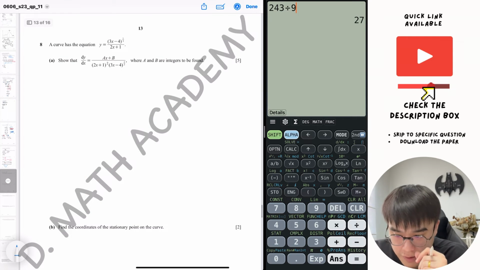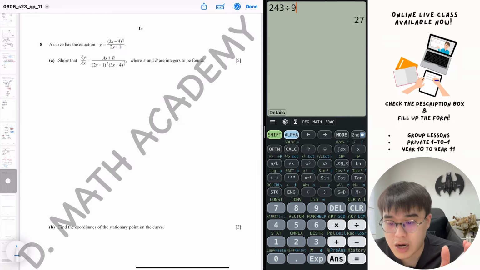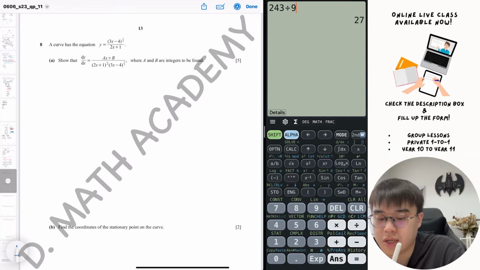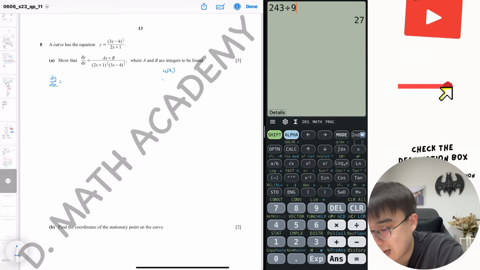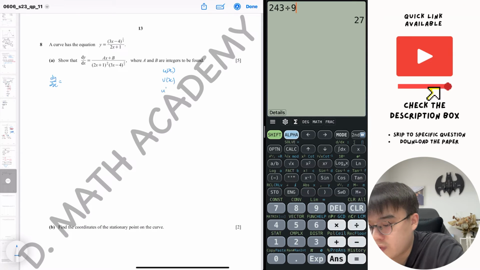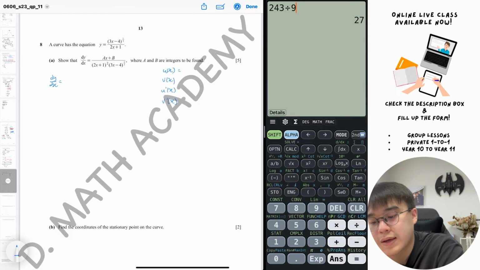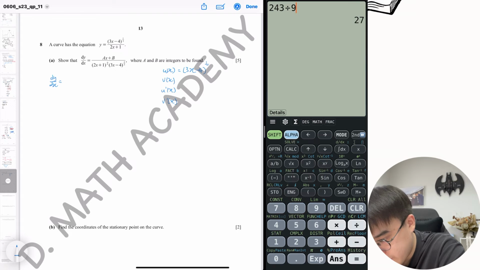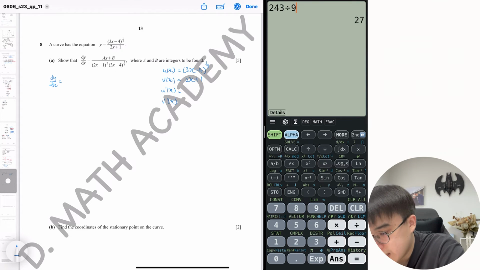Moving on, we have question 8. They want us to do our differentiation. Okay, so dy/dx for this question, for me, I like to write the workings at the side. If you follow a different way, you can do so. The numerator here will be treated as u of x. Denominator is 2x plus 1.